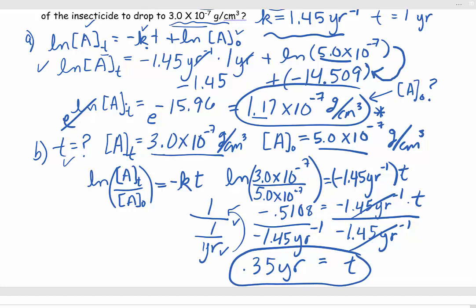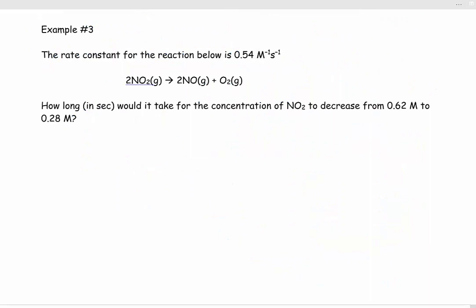Now, of course, we don't ever talk in those terms, but that's about 1/3 of a year, or approximately 4 months. But in this problem, it's just asking us for time. It doesn't specify what units, and so we can go ahead and leave that in years. Okay, so let's look at another example. We're given a rate constant. We're asked how long in seconds would it take for the concentration to decrease.